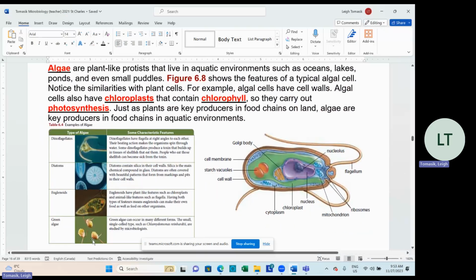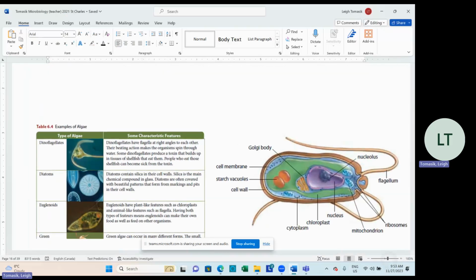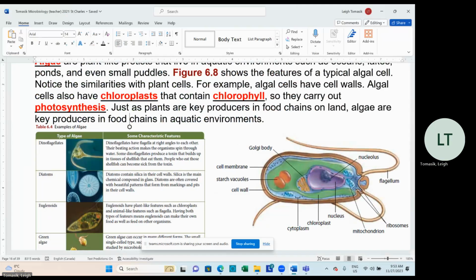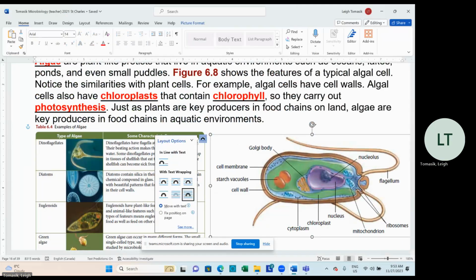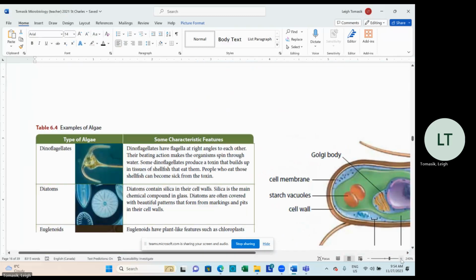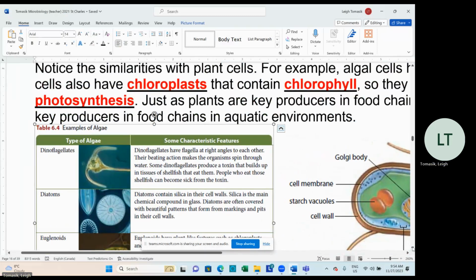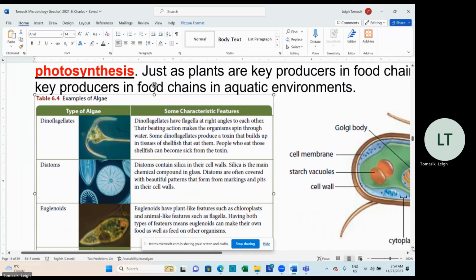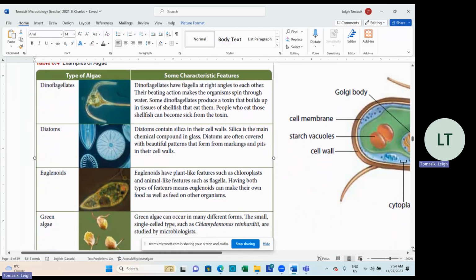There we go. Okay. We have some examples of algae so you can see their shape. Let's see if I can zoom in on that. Not really letting me. There we go. So if you look at sand underneath the microscope, you will see a lot of these shapes, especially diatoms.